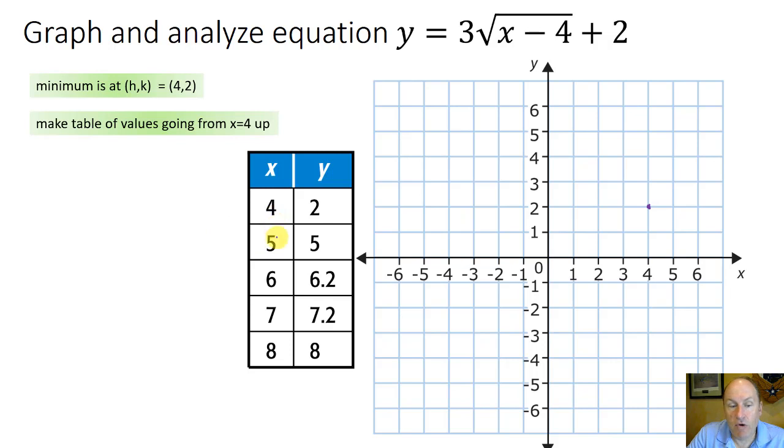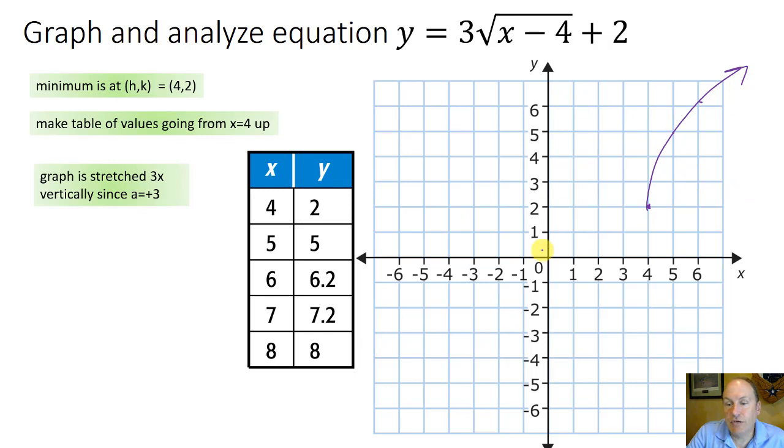So we're going to make a table. 4, 5, 6, 7, 8 are some good points to pick. At 4, it's 4, 2; at 5, it's 5, 5; at 6, 6, 6.2; at 7, 7, 7.2; and at 8, 8, 8. So when we plot those points, we know that's stretched 3 times from the original function, the parent function, because the a term has a 3 on it. It's positive 3.